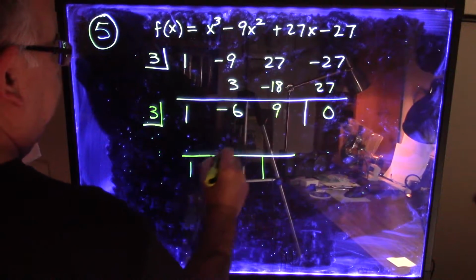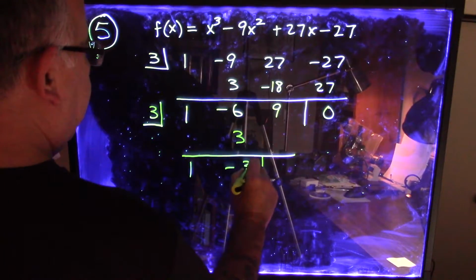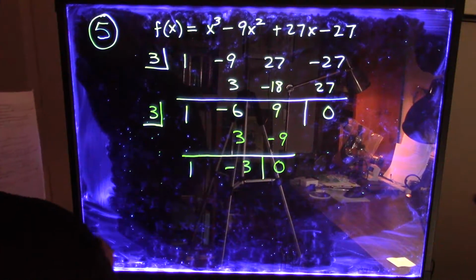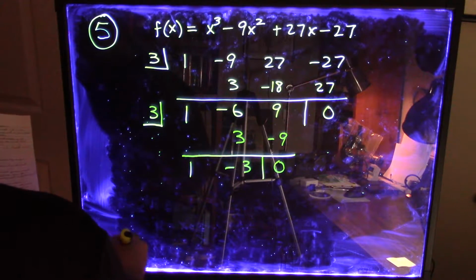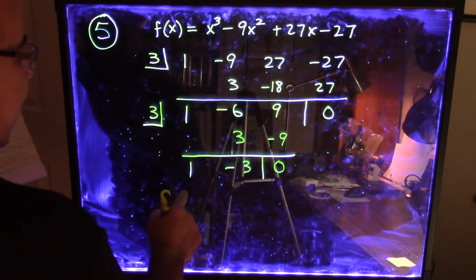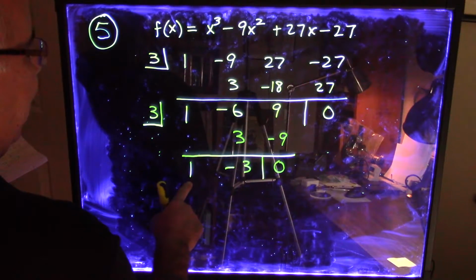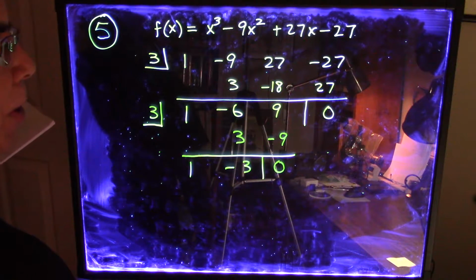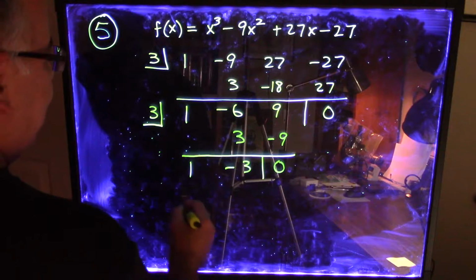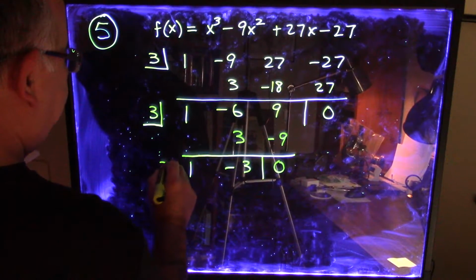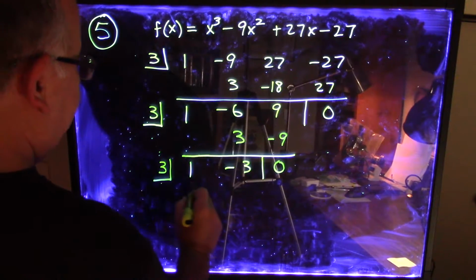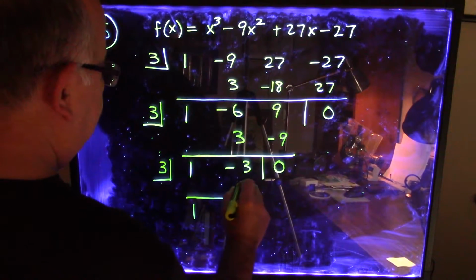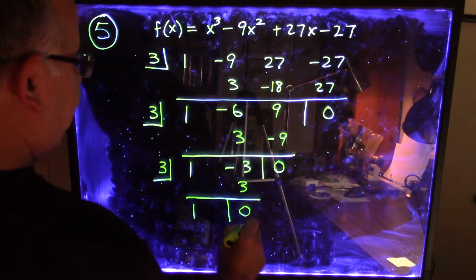All right, so lo and behold, we get another 0 remainder. I wonder if 3 will work again. So at this point, you don't need the synthetic division. This represents x minus 3. You can set x minus 3 equal to 0 and solve for x. X equals 3. Well, let's try synthetic division anyway, just for kicks. And negative 3 plus 3 is 0, so there you go.